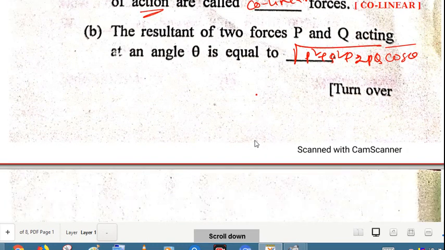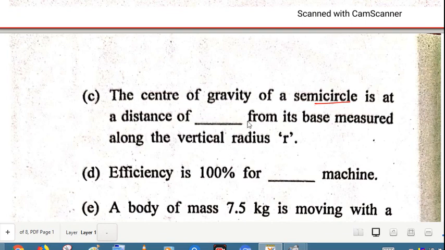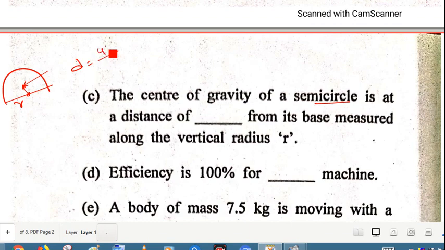Then the next question, question C: the center of gravity of a semicircle is at a distance of, if this is your semicircle, this is your base and this is the radius r. If this is your center of gravity, what will be the distance from here to here? This distance d is equal to 4r divided by 3 pi. So the answer is 4r by 3 pi from its base, measured along the vertical radius r.